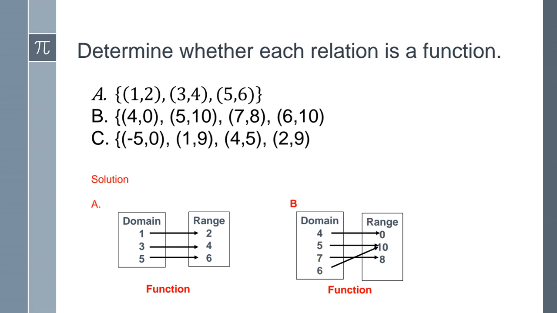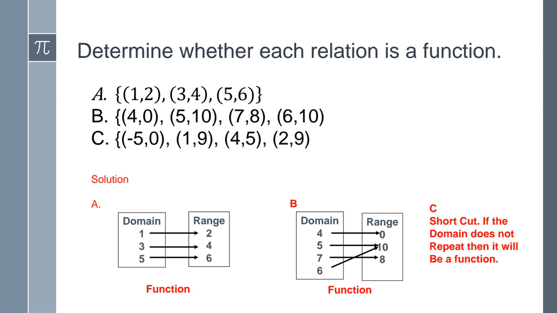Here, B says 4 is equal to 0, which is fine. 5 corresponds to 10. 7 corresponds to 8. And 6 corresponds to 10. Again, the fact that 5 and 6 share the y value of 10 is okay. It's still satisfying my definition condition that every x value corresponds to only one y value. So 5 is its own entity, and 6 is its own entity. Again, they're different x values. They correspond to the same y value. That is okay. Now let's look at C.